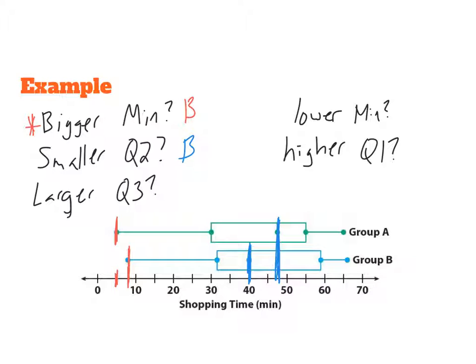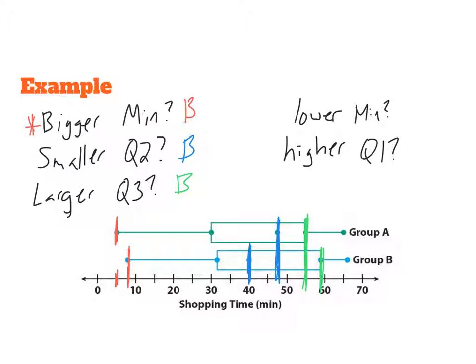Which one's got the larger quartile 3? Well, quartile 3 is the right side of the box. So for group A, it's right here at 55. For group B, it's right here, probably about 58 or 59. Group B has got a larger Q3.